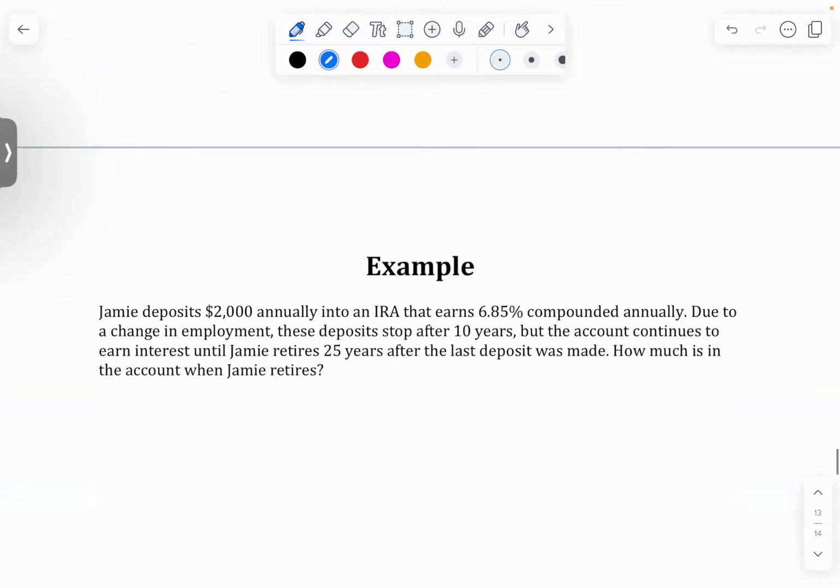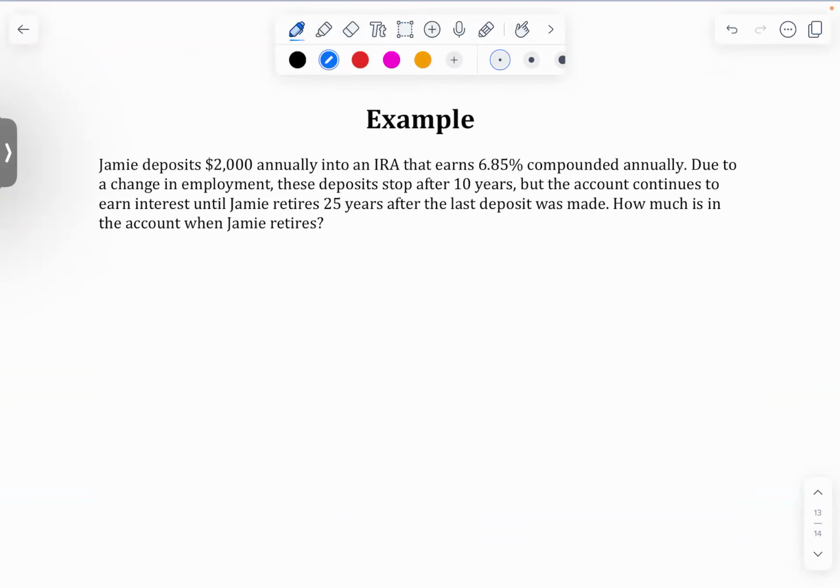An annuity is recognizable in the question when it says stuff about compounding. I see compounded annually. I didn't even have to read it. Jamie deposits $2,000 annually into an IRA and earns 6.85% compounded annually. Due to a change of employment, these deposits stop after 10 years, but the account continues to earn interest until Jamie retires 25 years later after the last deposit. How much is in the account when Jamie retires?